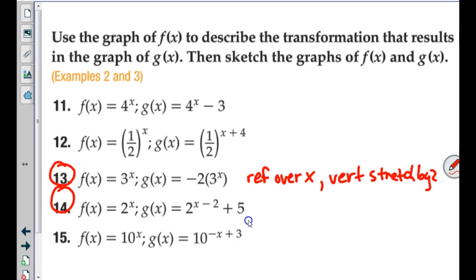You're also supposed to sketch this. What two things are going on in 14? Right 2, up 5. Yep, right 2 and up 5. Which would change the asymptote to what? Y equals 5. Nice job, Moira.